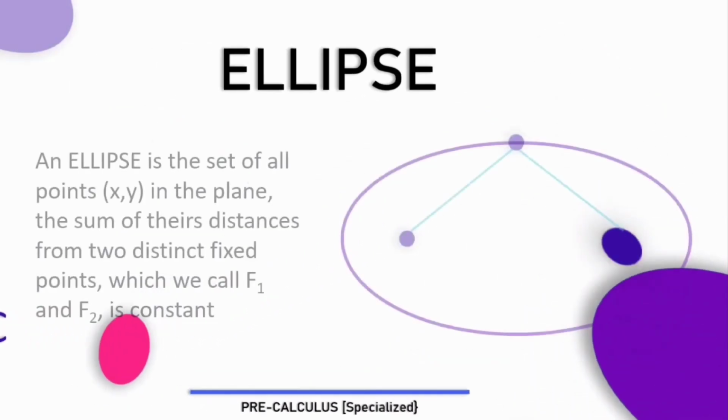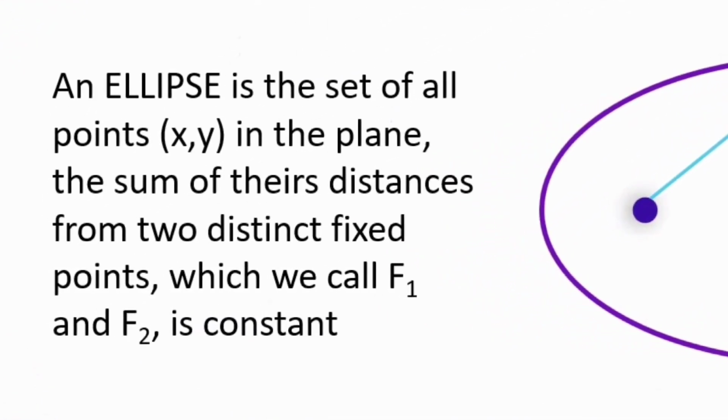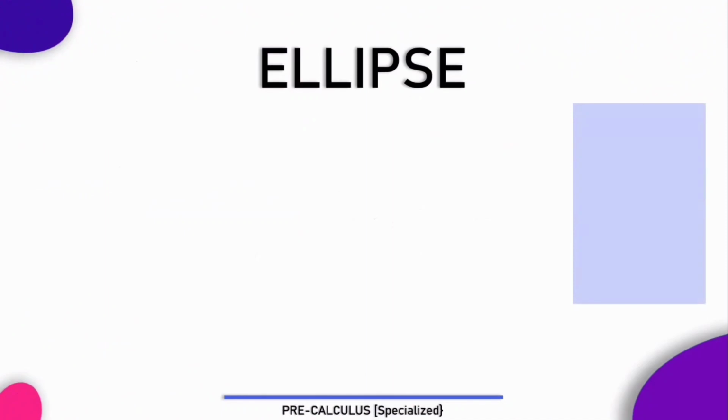Mathematically speaking, an ellipse is the set of all points x and y in the plane. So, the sum of their distances from two distinct fixed points, which we call F sub 1 and F sub 2, is constant. Balikan natin yung example kanina. Di ba yung string, nung inikot natin siya, di naman natin dinagdagan or binawasan. 5 inches pa rin siya. Yun yung sinasabi natin kanina na the sum of their distances from two distinct fixed point is constant. Malinaw ba?